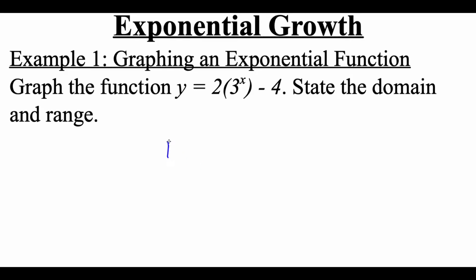So again, we just said the domain for this function was going to be from negative infinity to positive infinity, and the range was going to go from negative 4, not including negative 4 because of that horizontal asymptote, all the way up to positive infinity.